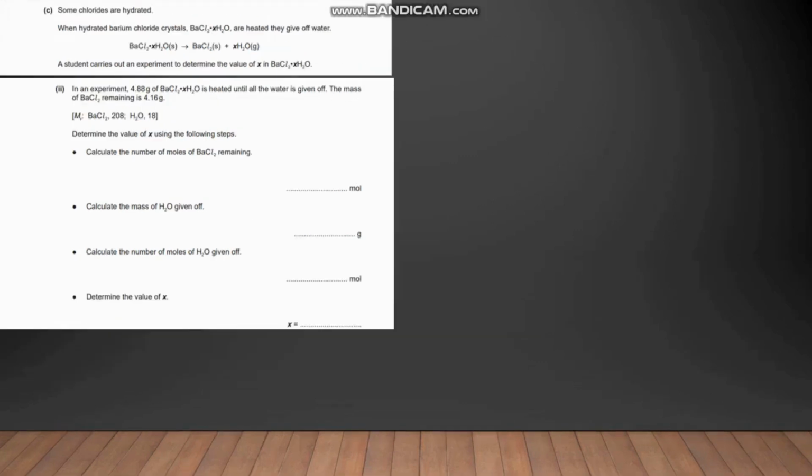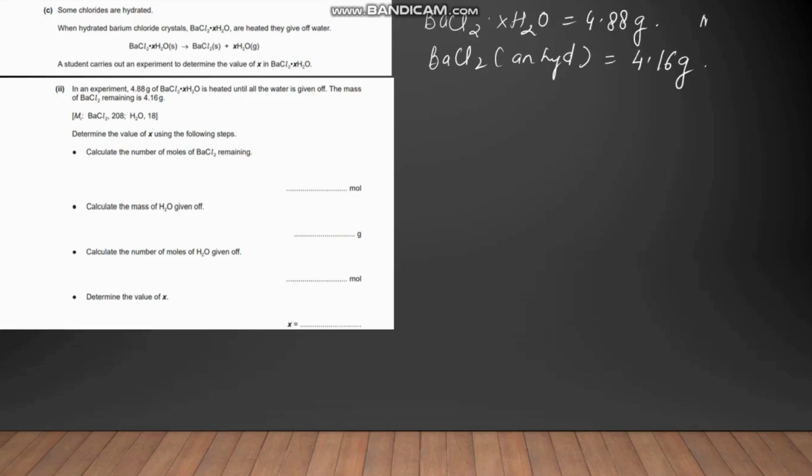In this question, the equation is given for hydrated barium chloride crystal. When they are heated, the water is given off and you get anhydrous barium chloride plus X molecules of water. And during this experiment, you have to determine the value of X in this formula. Now, the values given are that the BaCl2.xH2O used in the experiment is 4.88 grams. And when it is heated and the water is given off completely, the leftover BaCl2, that is the anhydrous form, is only 4.16 grams.